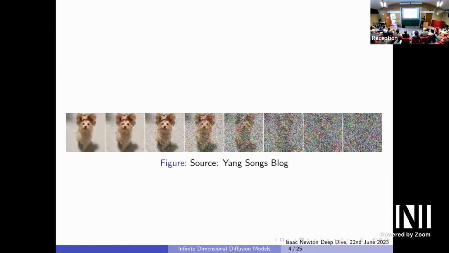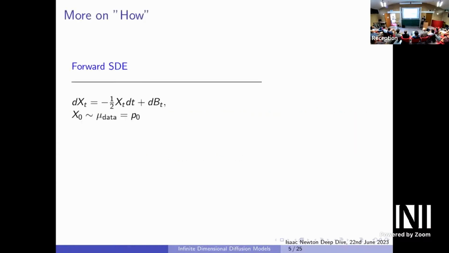Nice picture from Yang Song's blog, not the animated ones like Emil and Valentin had. Okay, so the forward SDE I will denote by X_t. The marginals of X_t are denoted by p. P_0 is our target distribution, so t goes forward from target to normal distribution.